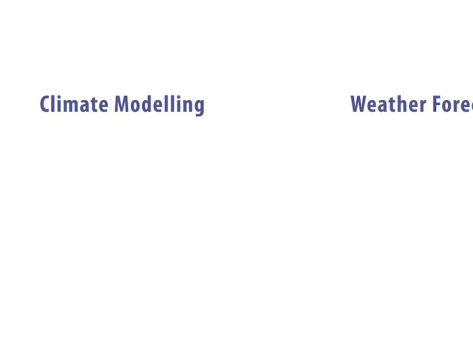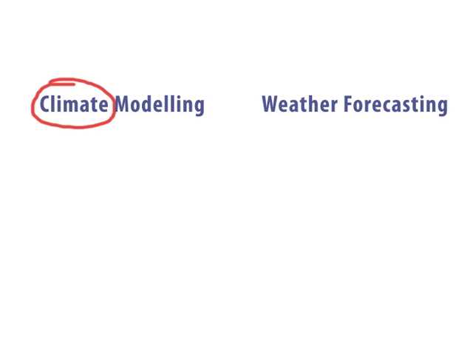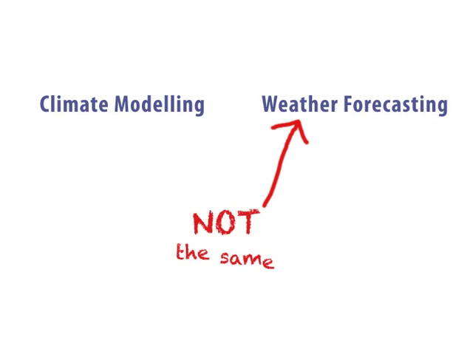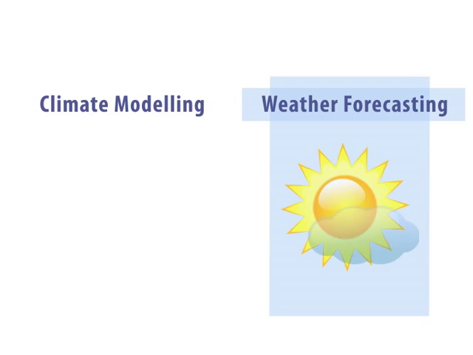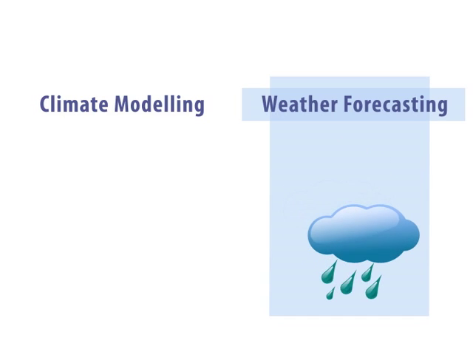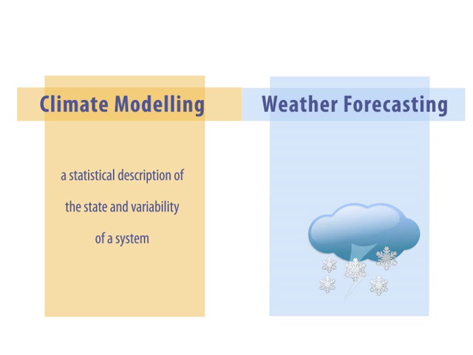The objective of climate modeling is fundamentally different from that of weather forecasting. Climate modeling deals with climate, while weather forecasting deals with weather. Weather and climate are different. What we all know and often complain about is that weather is always changing, sometimes on an hourly basis. Climate is a statistical description of the state and variability of a system.